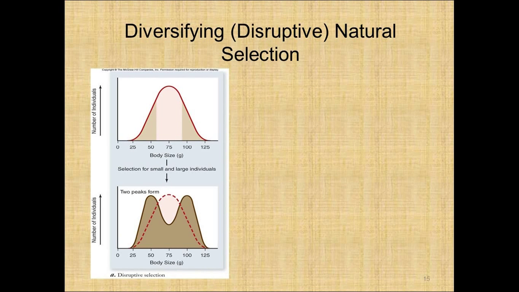Diversifying or disruptive natural selection eliminates the average individuals. Instead, the individuals at both ends of the normal range are favored. That's why I said it pays to be very different. If you look at the graph, the individuals with the average body size are going to be eliminated, and so we'll have either large individuals or small individuals.